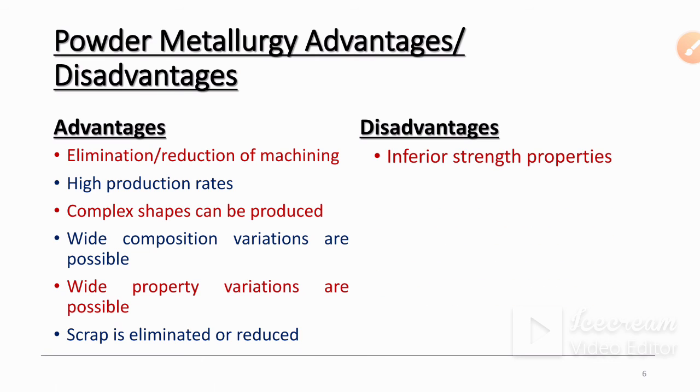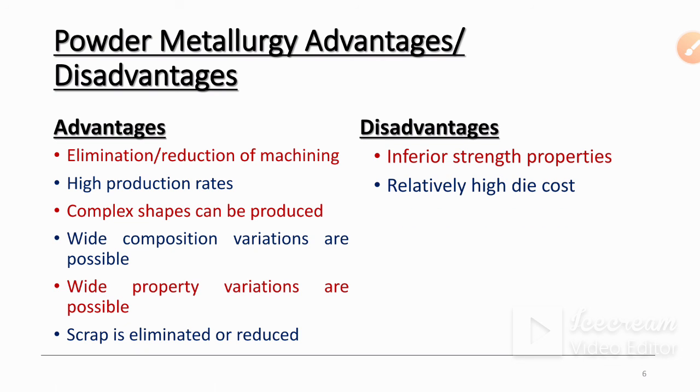So disadvantages: inferior strength properties, as you have already seen. There are some small pores or small openings on the surface. Because of the small porous openings there is a reduction of strength, or there will be less strength comparatively. Okay, so this inferior strength is one of the disadvantages.